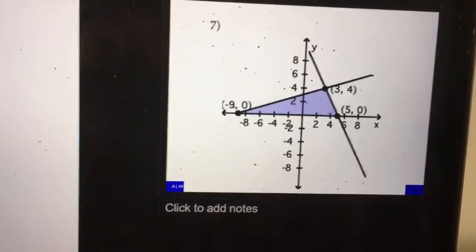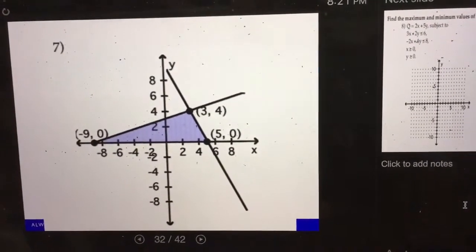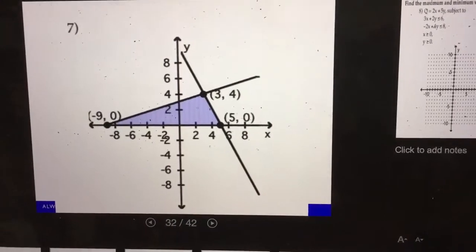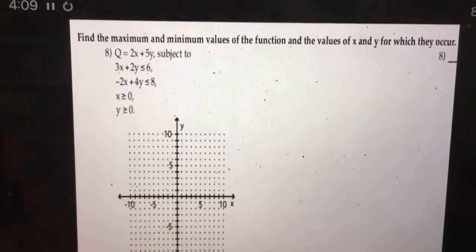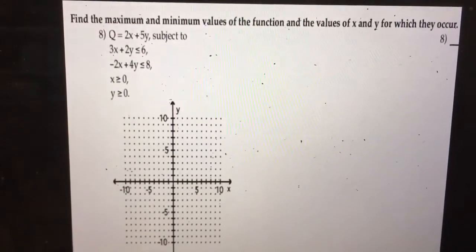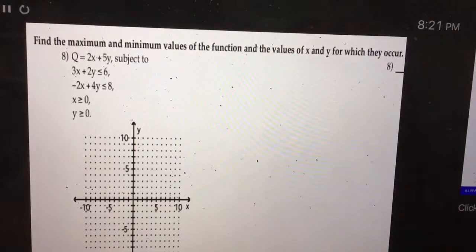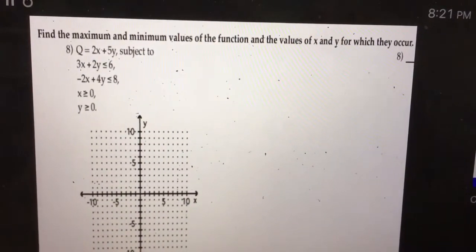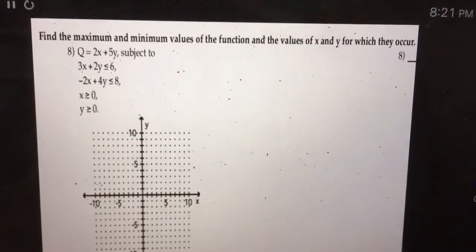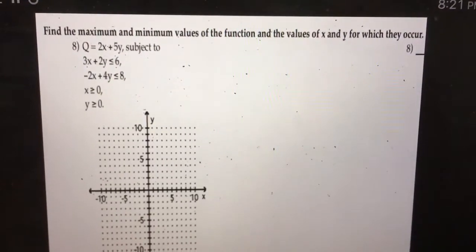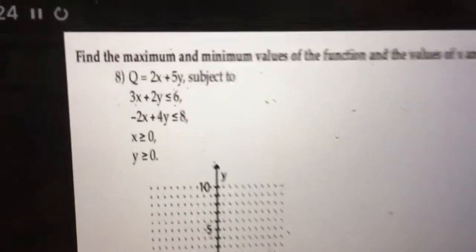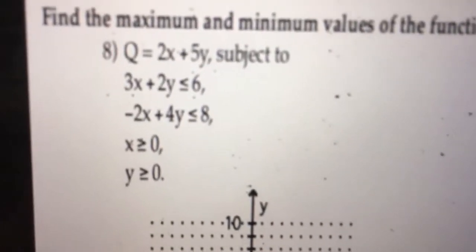Okay, now, there's the whole thing a little bigger. So now we have a problem that is a linear programming problem, and it says find the maximum and minimum values of the function and the values of x and y for which they occur. So now we're going to have to plot this whole thing.